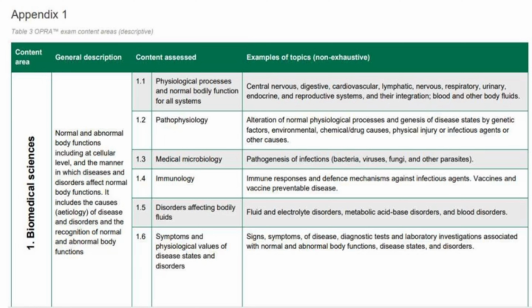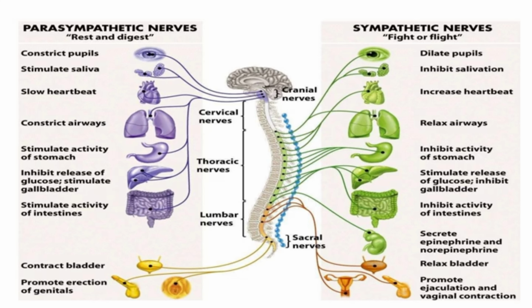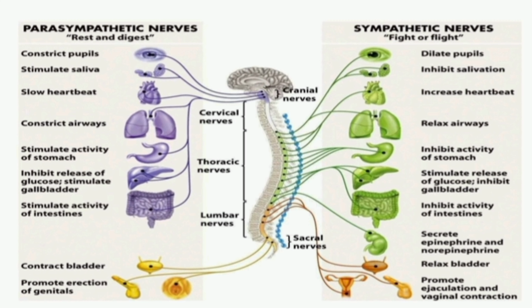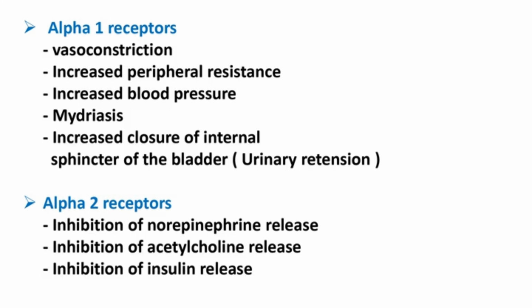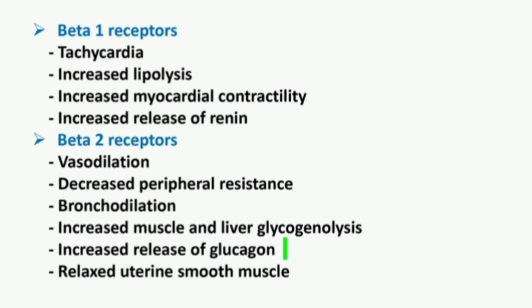In the next slide I mentioned the parasympathetic and sympathetic functions, just for reminding everything. Just read it and then we can go for the other section. The next slide covers the alpha 1 receptors, alpha 2 receptors, beta 1 and beta 2 receptor actions. These are also mentioned for reminding everything. Just read those slides, then start the adrenergic antagonists.